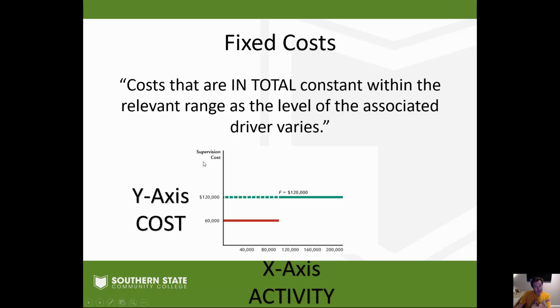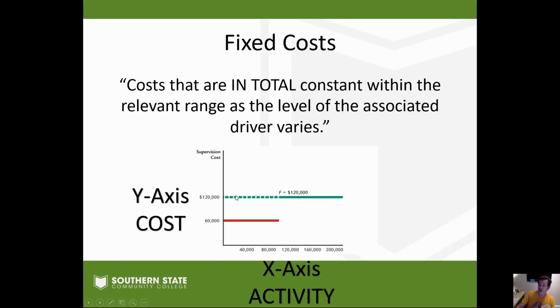Now, I mentioned that the cost is going to stay the same in the relevant range. In this case, we're talking about supervision cost. If we make 0 to about 100,000, we only need 1 supervisor. But the relevant range is the range that we would normally function at, with no extenuating circumstances, just a normal, practical range of activity. In that case, it would be 120 to 200,000. That's our relevant range, and at that level, we need 2 supervisors. So we've got 120,000 bucks.